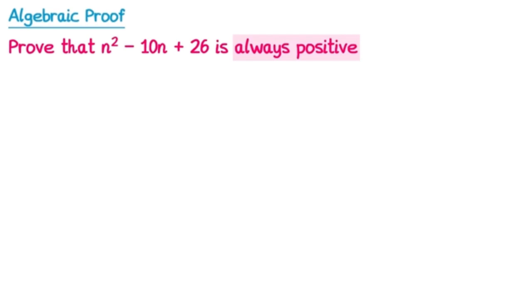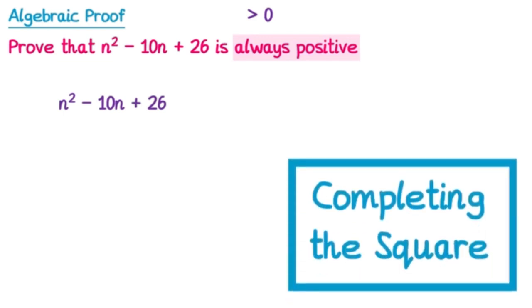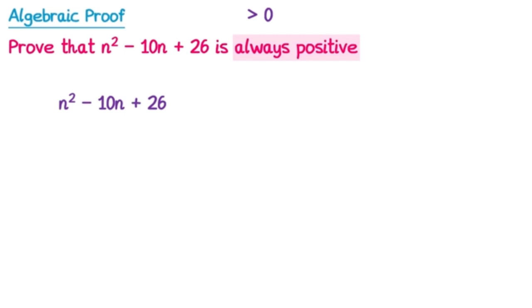When we say something's positive, we mean it's greater than 0. So we're going to take this expression, and to do this, we're going to complete the square. If you don't know how to complete the square or just want to revise it, I'm going to put a link to my video on it in this video's description, because I'm not going to explain it in detail now.